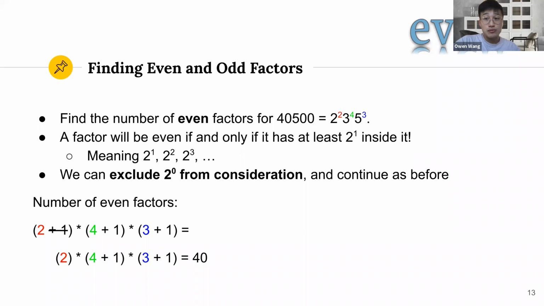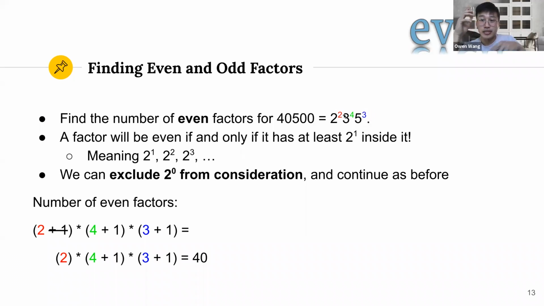So yeah, here's this in action, right? If you have 2 to the 2nd, 3 to the 4th, 5 to the 3rd, the number of factors, if we don't filter for just the even ones, is 2 plus 1 times 4 plus 1 times 3 plus 1, because there's 2 plus 1 options for the first prime factor 2, 4 plus 1 options for the prime factor 3, and then 3 plus 1 options for the prime factor 5.